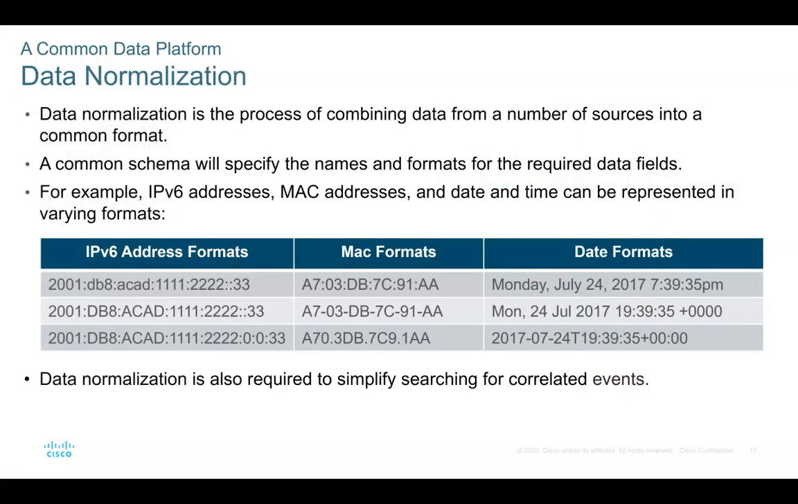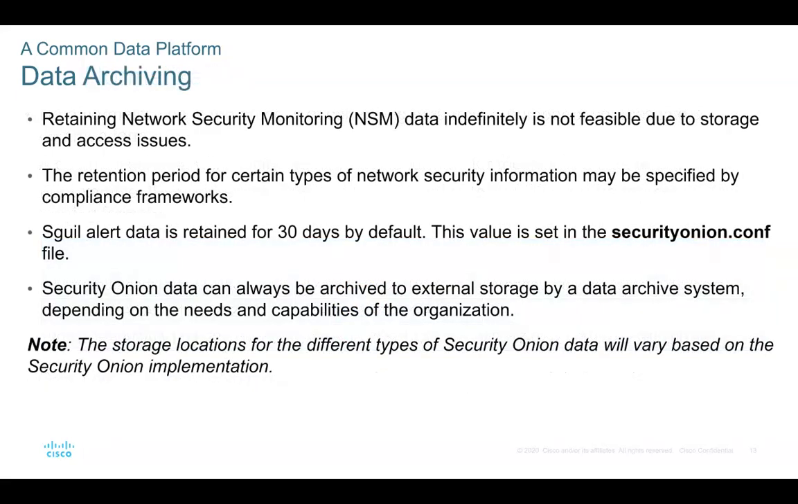Data normalization, please write that down, is the process of combining data from a number of sources into a common format. As you can see, for example, an IPv6 address can be written in multiple ways. So can a MAC address, and other data. What the ELK may do is normalize all of that for us into one format. It makes it a lot easier to process.